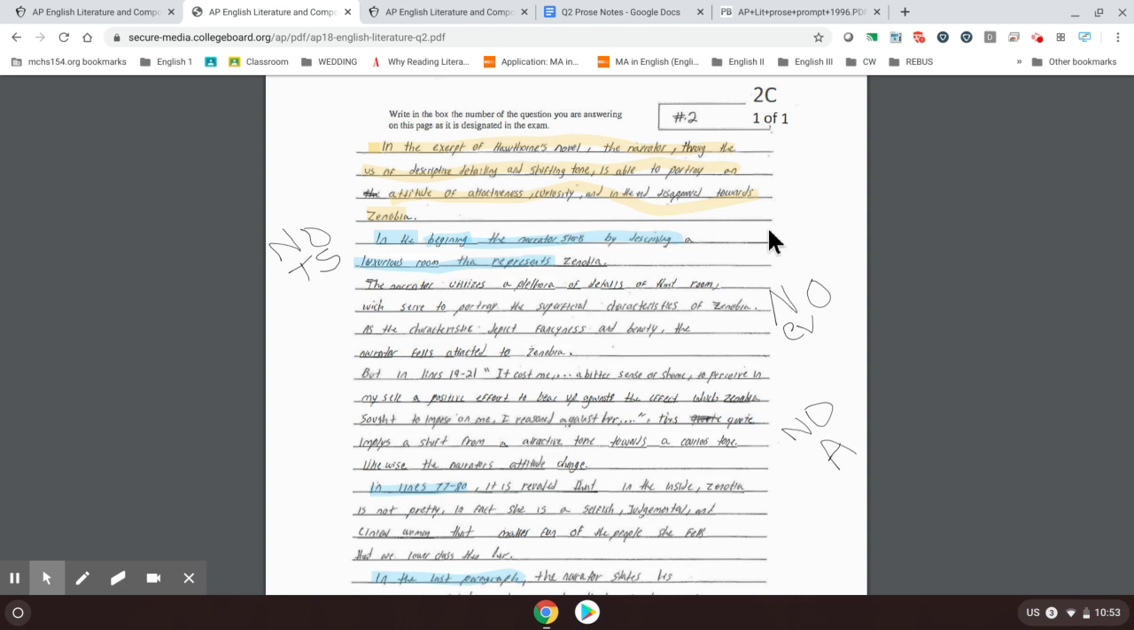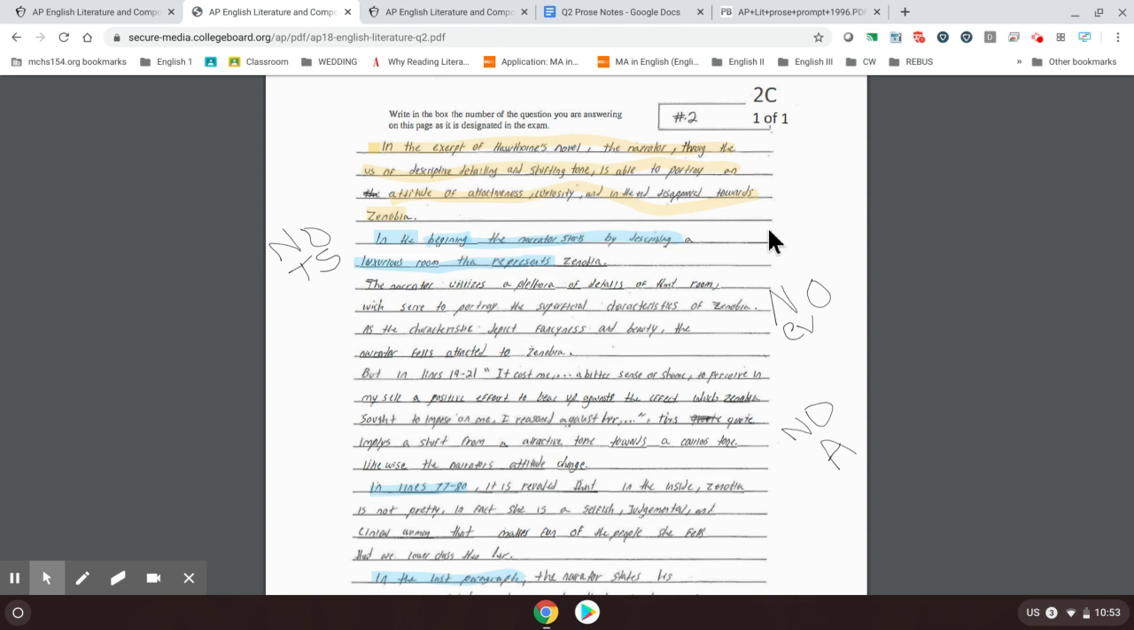It follows up by saying the narrator utilizes a plethora of details of that room, which seem to portray the superficial characteristics of Zenobia. So this we might say is a really nice observation. However, you say there's a plethora of details, but there is no evidence given. There are no quotes, whether they're embedded or just a really long, multiple line spanning thing. There are no quotations here. Okay, so that's another thing that's going to hurt this person's overall score.